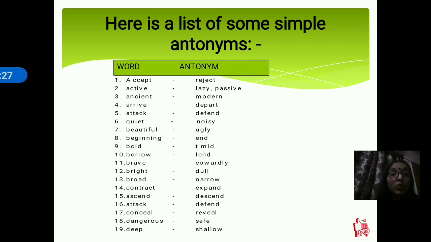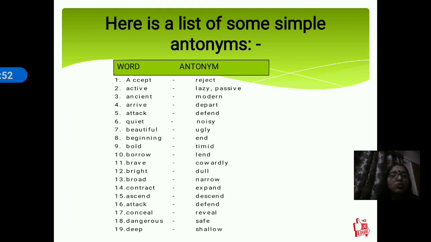Okay. Next word is bold. Opposite of that is timid. Timid means shy, shy by nature. Borrow. When you borrow something from the other person, you take things from the other person. Opposite is lending. When the person gives you something, taking and giving. Okay, that is the difference. So they are antonyms. Brave, really brave soldier. Cowardly, one who runs away from the battlefield. You call that person coward.